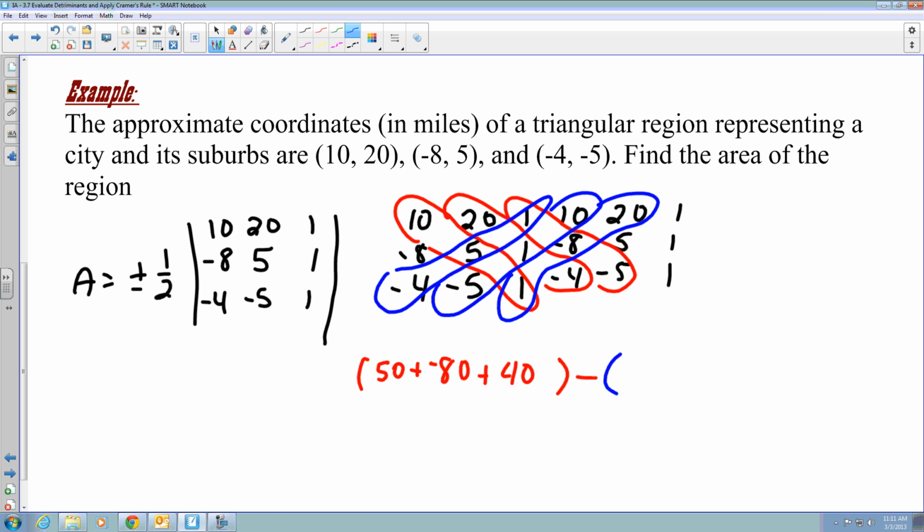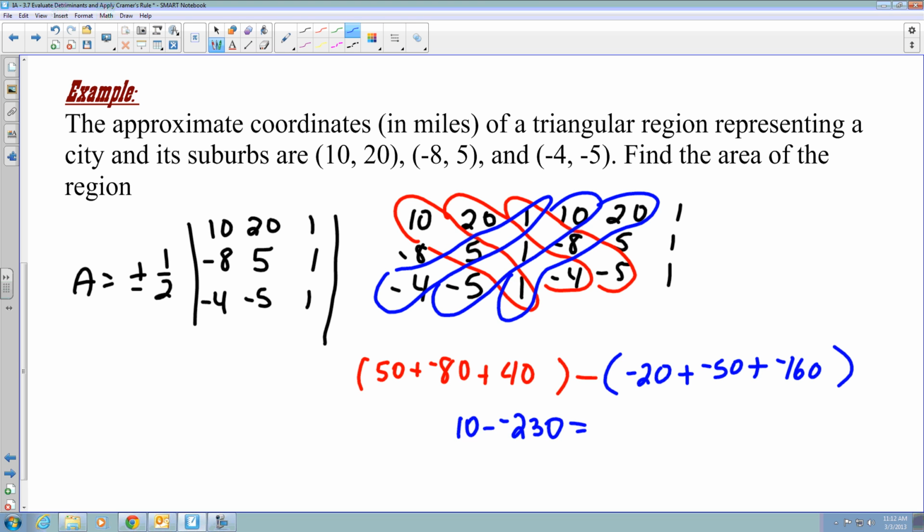Okay. So first one is negative 4 times 5 times 1. That gives me a negative 20. Plus negative 5 times 1 times 10. That's a negative 50. Plus 1 times negative 8 times 20, which gives me a negative 160. So the red parentheses will end up giving me a value of 10, minus the blue ones, which will give me a value of a negative 230.